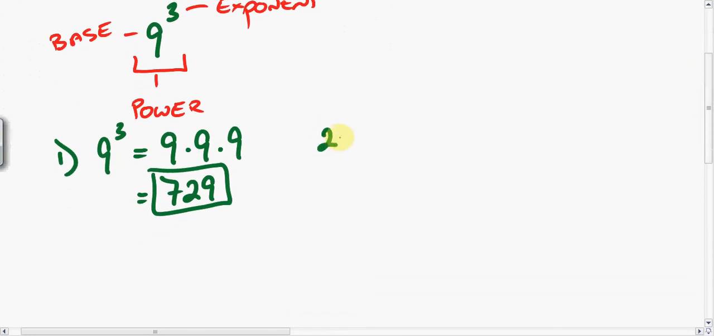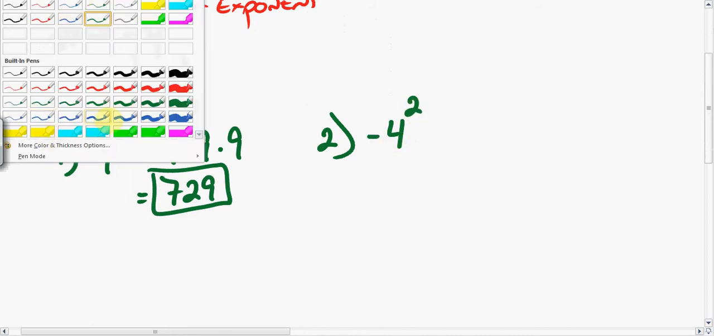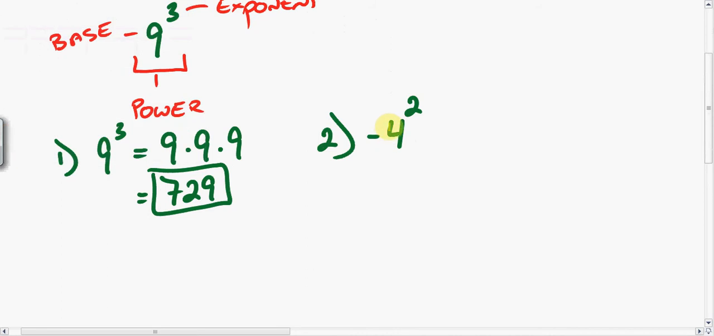Alright, so a second example is going to be the opposite of 4 squared. When you're evaluating a power, you do not include the negative in the power if there are no parentheses. So here parentheses do not exist. So essentially you're going to be applying the exponent to the 4 first. That's what we want to evaluate. And after you evaluate 4 squared, you will apply the negative to that.